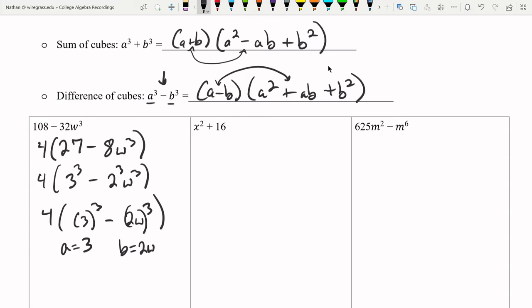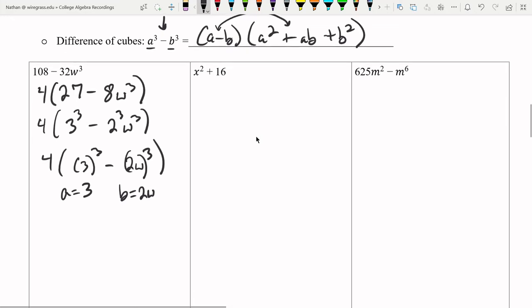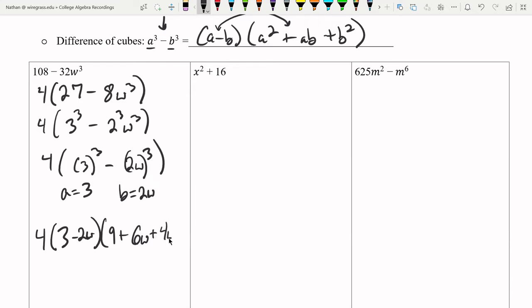And so I can use this form here and immediately factor it. The 4 is still out in front. A minus b is 3 minus 2w. A squared, that's going to be 3 squared, which is 9, plus a times b. A is 3, b is 2w, so we're going to get 6w. Then plus b squared. B squared is 2w squared, which I get 4w squared. And I am done. This is the factored form.